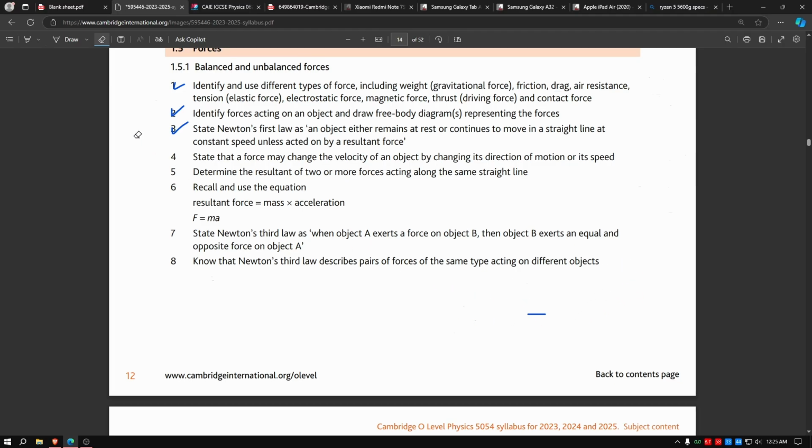So let's move on to the next one. Determine the result of two or more forces acting along the same straight line.